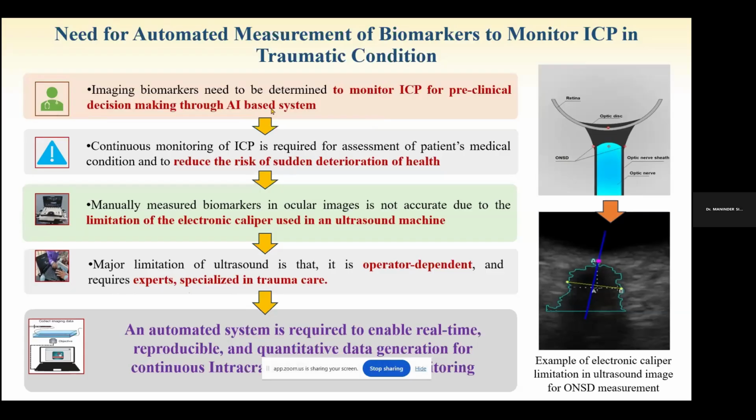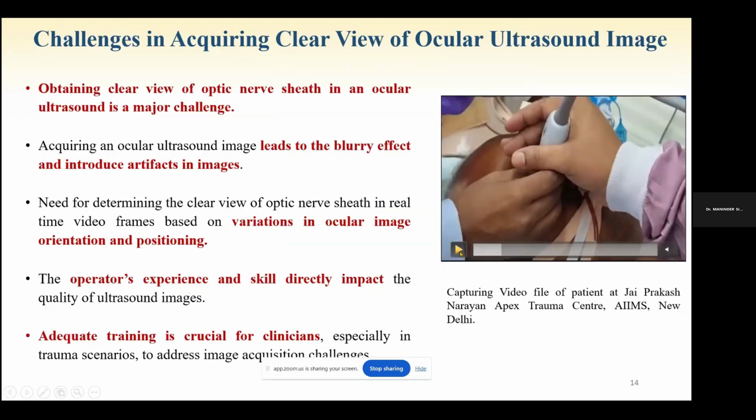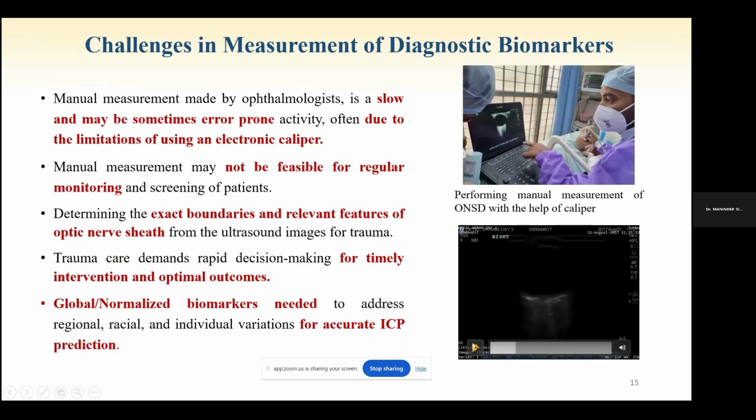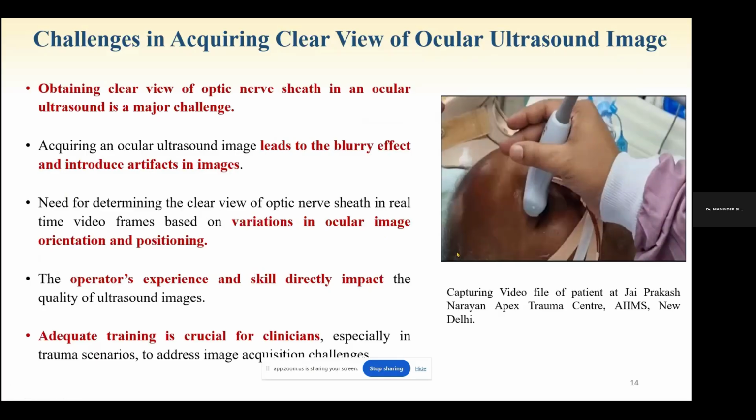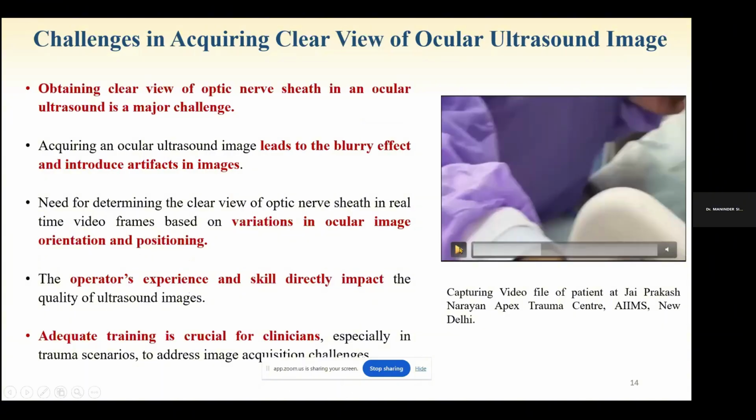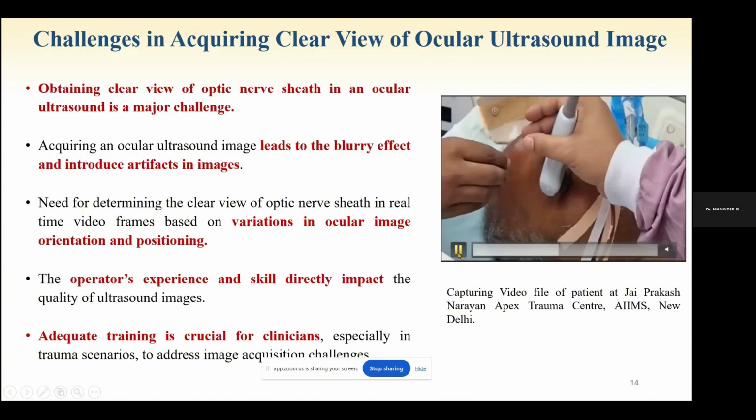This tells us that we need a real-time system that works automatically and should not delay the treatment of the patients. Here you can see the video playing, where the most important challenge is that the persons performing it are not skilled. This video was captured at the Jai Prakash Narayan Apex Trauma Center in New Delhi. If I play this video, you can see we are placing the ultrasound probe on the patients. These are trauma patients, and we are capturing this image. Let me play this first video.